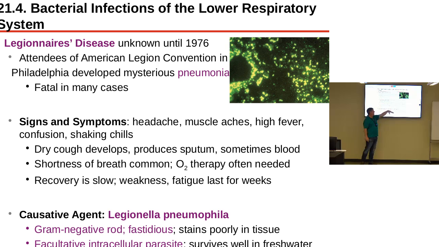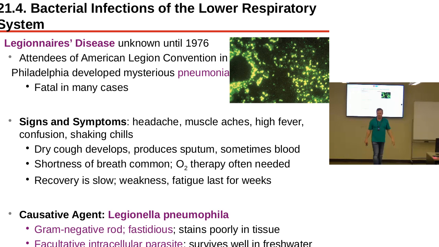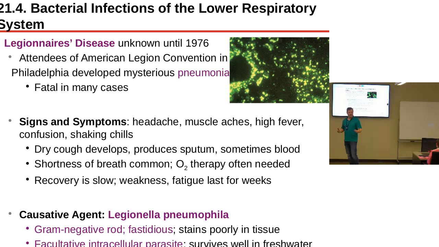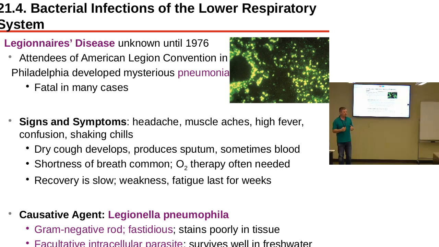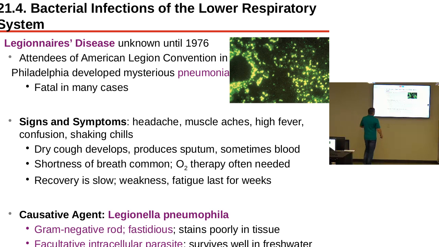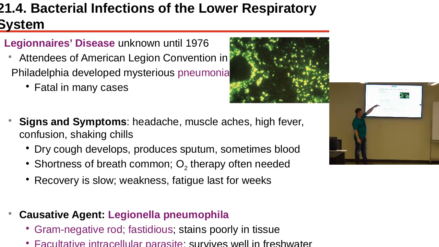Headache, muscle aches, high fever, confusion, and shaking are going to come along in the very later stages of it. But again, if you're having very high fever, you'll have chills usually and convulsions from that fever. Dry cough develops. Sometimes you get sputum and blood, but mainly dry. Shortness of breath is common. A lot of times you need to go on oxygen therapy. Again, we're dealing with elderly, for the most part, and so this is a big problem. Recovery is slow. It can last for weeks, fatigue-wise.